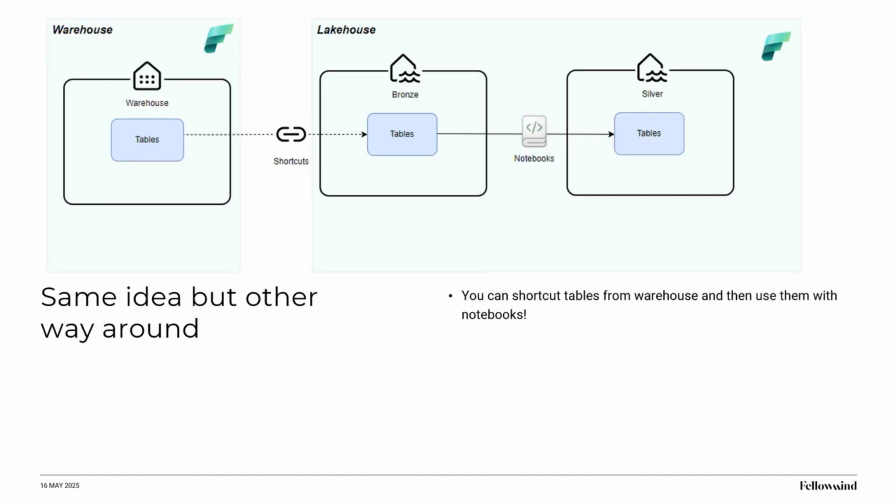Then the same idea, but the other way around. You can also shortcut tables from a warehouse to a lakehouse and then do something with Spark on top of it.